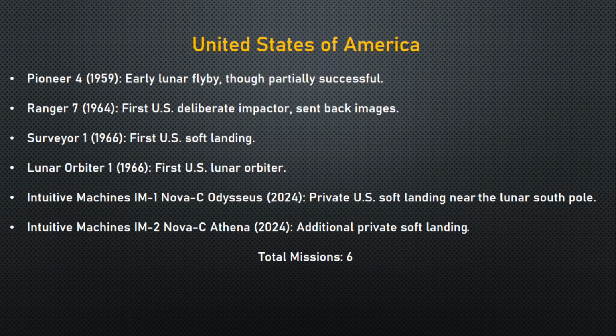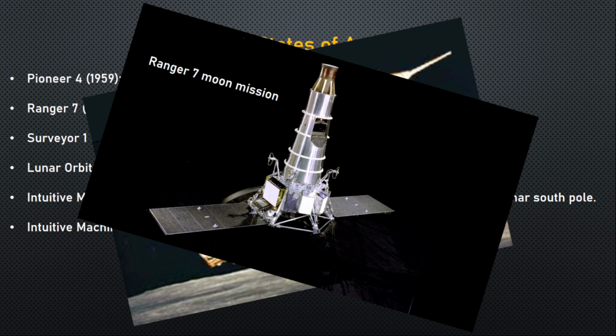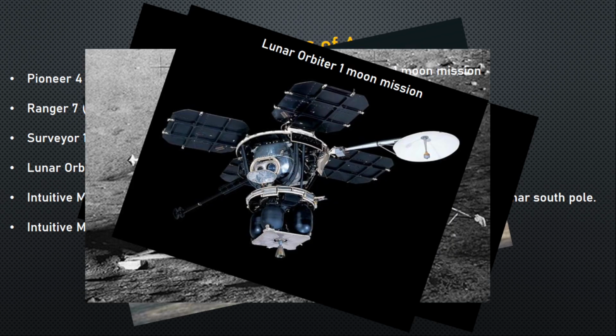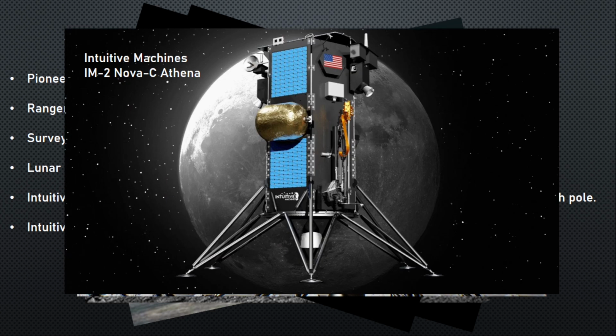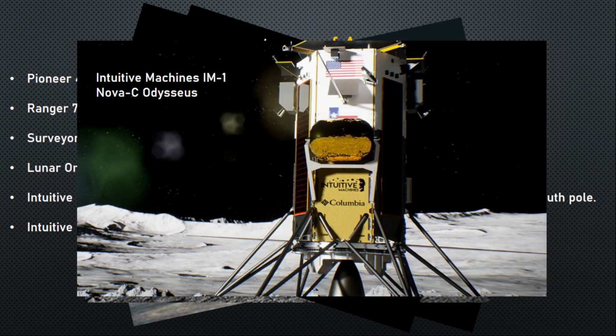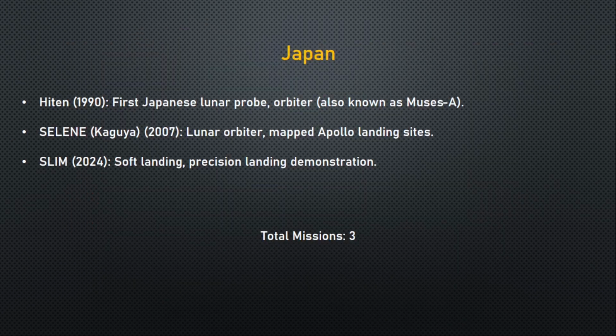Until 2024, when private companies came in. They sent 2 spacecraft to the moon, to the southern pole, to explore the lunar ice. So here are the pictures: Ranger 7, Surveyor 1, our Lunar Orbiter 1 mission. You have Intuitive Machines IM-1, Intuitive Machines Mission 1, and Mission 2. The same company sent those to explore the water ice on the moon.